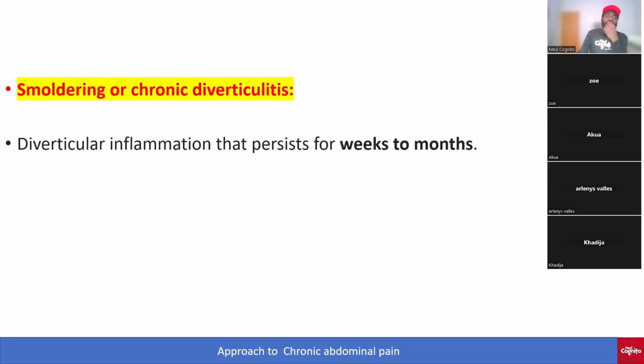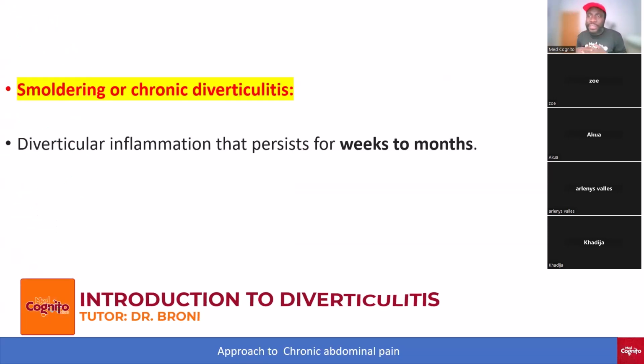Okay. So after we've learned complicated diverticulitis and uncomplicated diverticulitis, now, what is chronic diverticulitis? Chronic diverticulitis is diverticular inflammation that persists for weeks to months. That's when we say this patient has chronic diverticulitis. It persists for weeks to months.